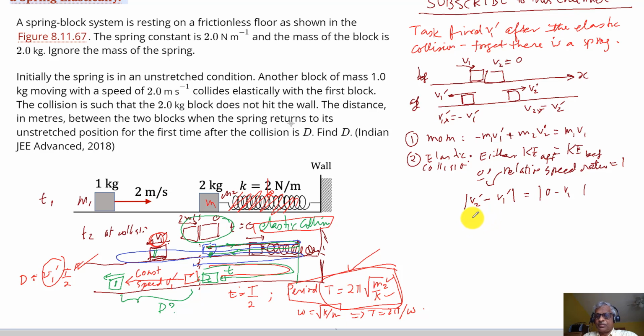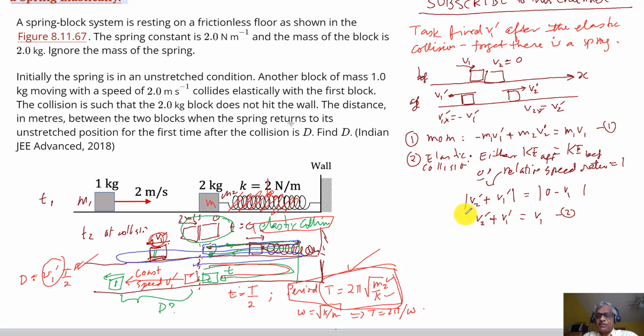So we can write down v2 prime. Actually, this will be plus, because minus minus becomes a plus, v1 prime equals v1. So I use prime for after and non-prime for before. So this is, let's see, equation 1 and this is equation 2.